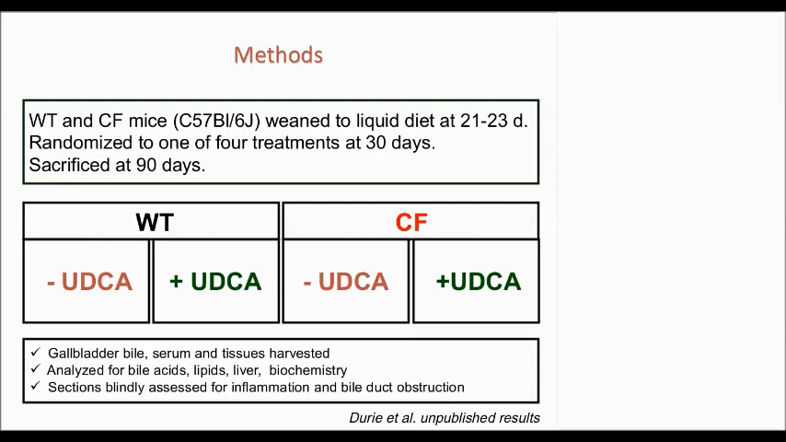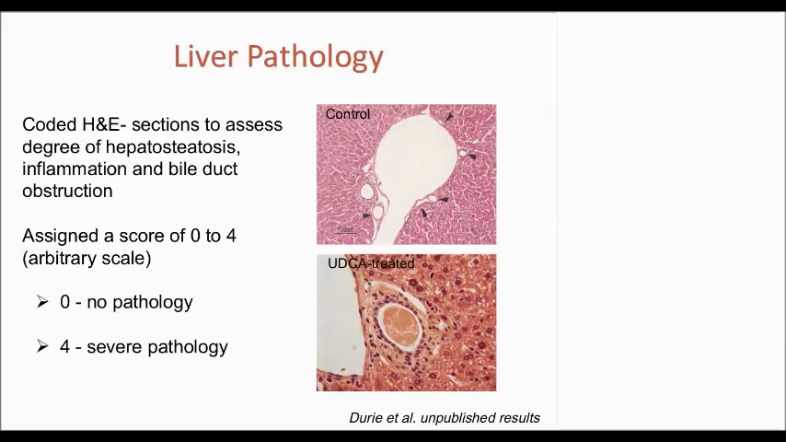We did a mouse study, using wild-type and CF mice, and they usually have intestinal obstruction, so they had to go on a liquid diet once they're weaned. And he randomized these mice to different treatments. He put wild-type mice on no urso or urso, and he put the CF mice on no urso and urso. And then he harvested all the organs. They looked for survival, and they had blinded pathologists score the inflammation and bile duct obstruction. And there was a scoring scale similar to what people have used previously: how many cells are there, how much fibrosis.